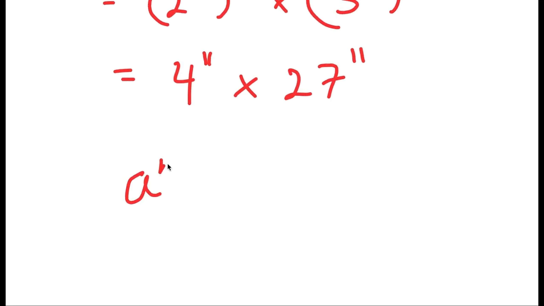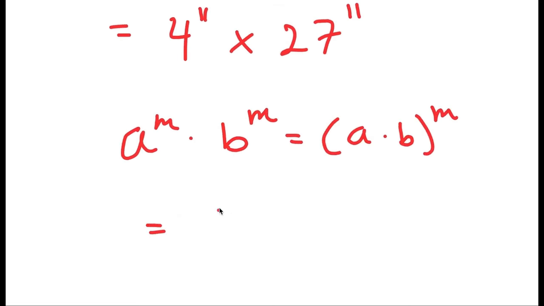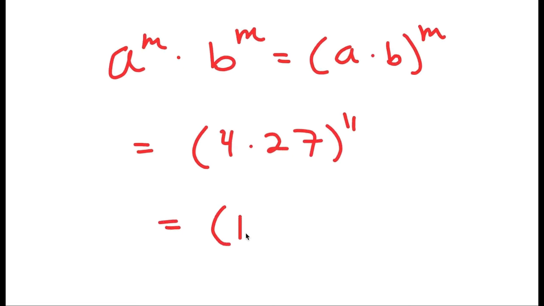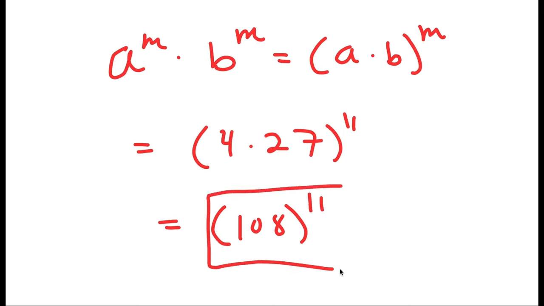And now if I have something in the form a to the power of m times b to the power of m, this is equal to a times b to the power of m. So this turns into 4 times 27 to the power of 11, which is equal to 108 to the power of 11. So this is my answer.